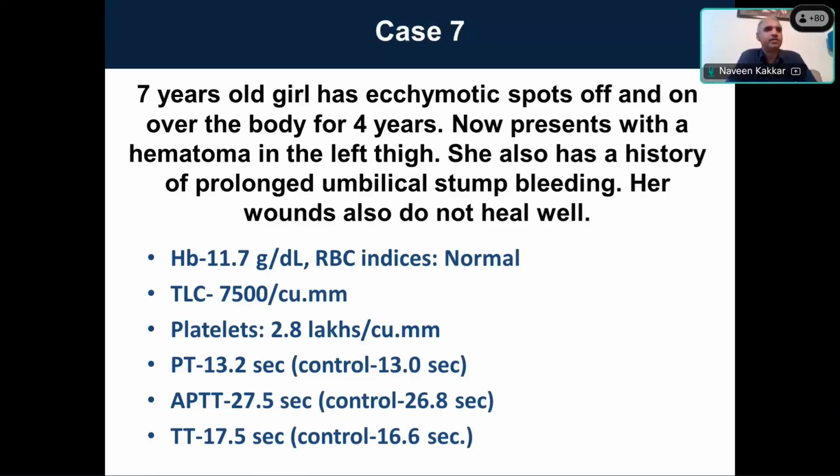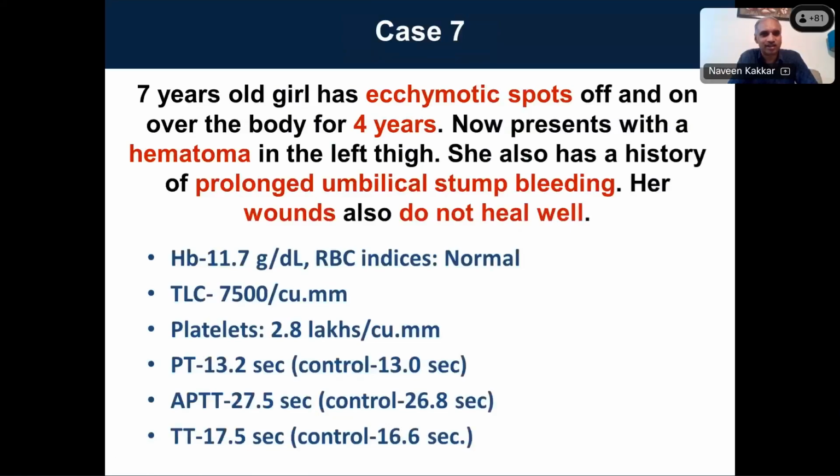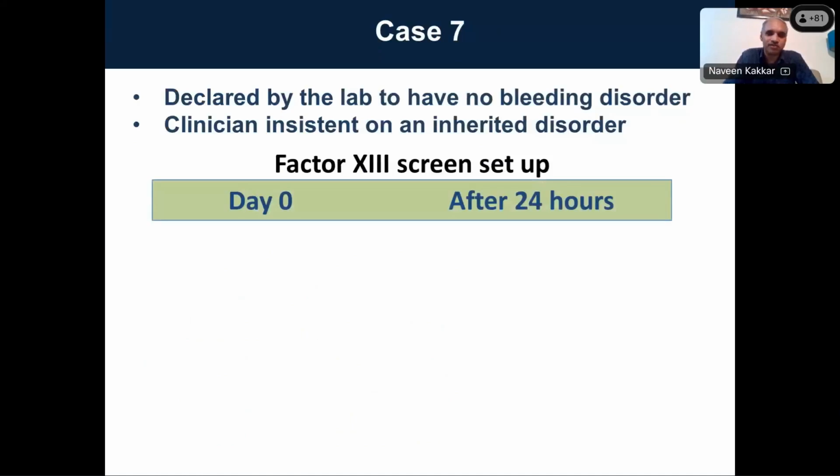Very good. This was an actual case many years back when we were starting our specialized coagulation lab. We got the same results and we reported this as no bleeding disorder. But the clinician was insistent. He said, this looks like an inherited disorder; the bleeding history is like that, bleeding for 4 years. So that is the first time we set up the test for factor 13 deficiency, the factor 13 screen, also called the urea clot lysis test. We observe it on day 0 when we set it up and again after 24 hours.